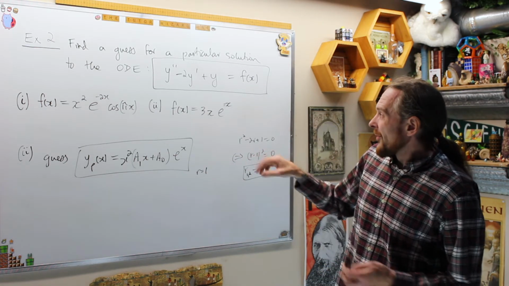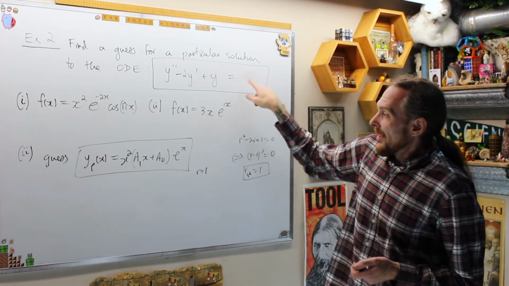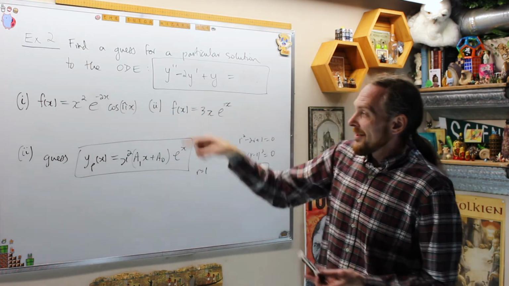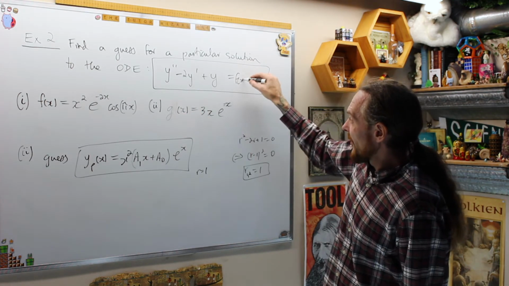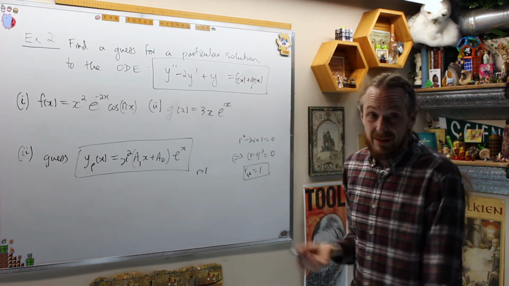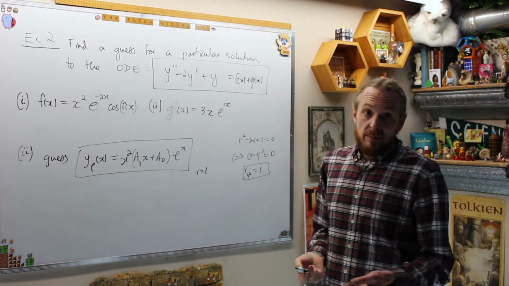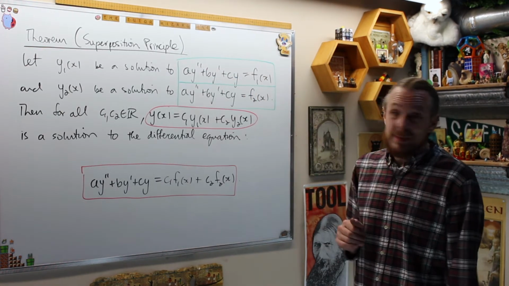What if I want to solve where instead of f being this one or that one, what if it's the sum of the two? What if I use g as this one, and then we do f of x plus g of x? How are we going to solve that? This is what superposition is talking about. Let's do that next. The theorem of superposition principle.